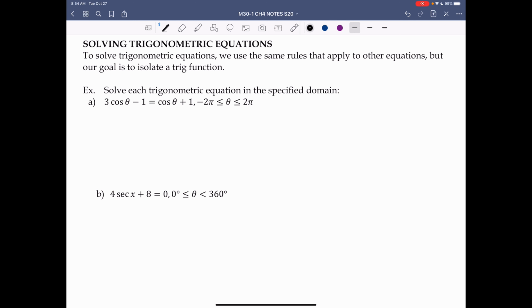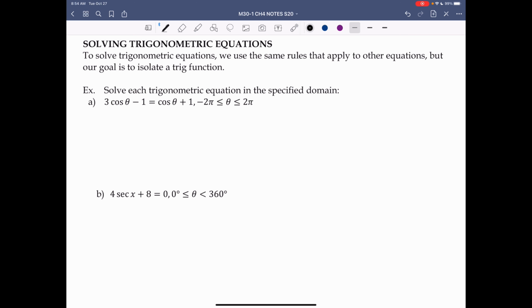To solve trigonometric equations, we use the same rules that apply to other equations, but our goal is to isolate the trig function. Example, solve each trigonometric equation in the specified domain. 3 cos theta minus 1 equals cos theta plus 1 for the domain negative 2 pi is less than or equal to theta is less than or equal to 2 pi. So that'd be 1 full negative rotation and 1 full positive rotation.